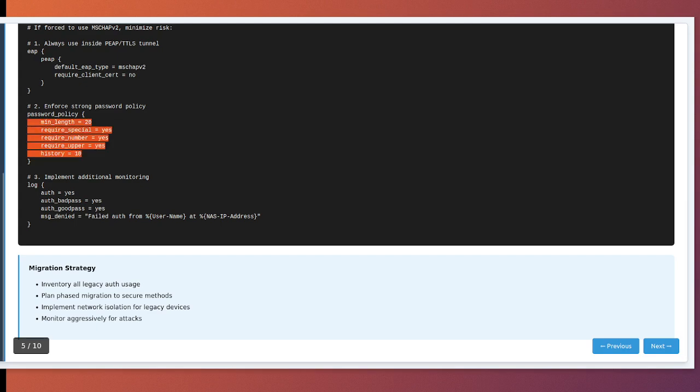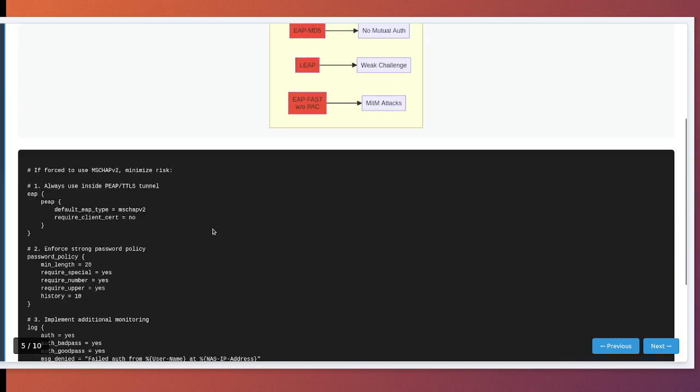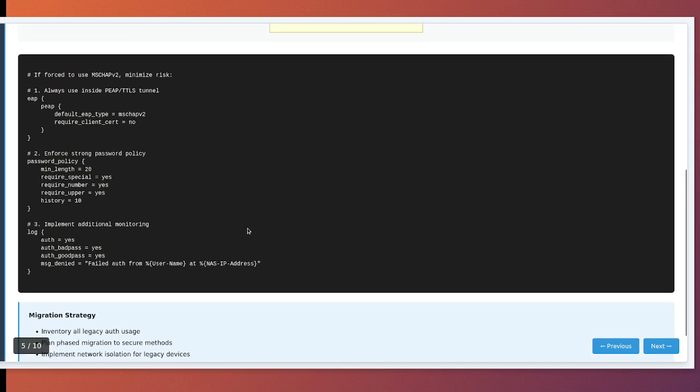The diagram shows why standalone MSCHAPv2 is vulnerable. The challenge-response mechanism can be attacked offline. Once an attacker captures the exchange, they can try passwords at their leisure. With modern GPU-accelerated cracking, even complex passwords can fall quickly.